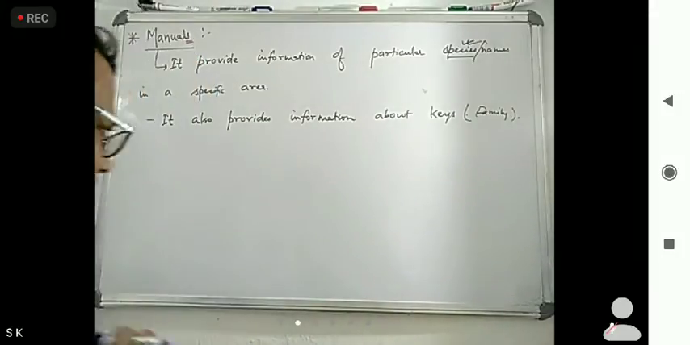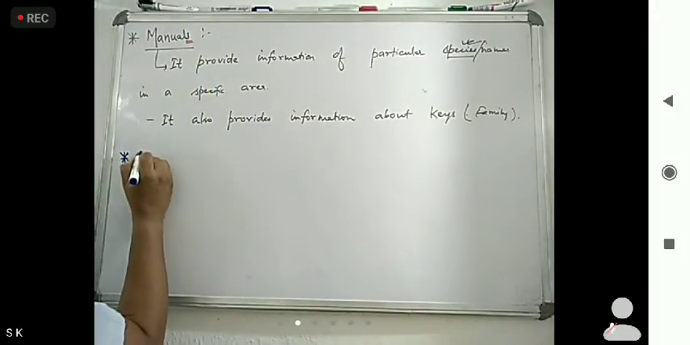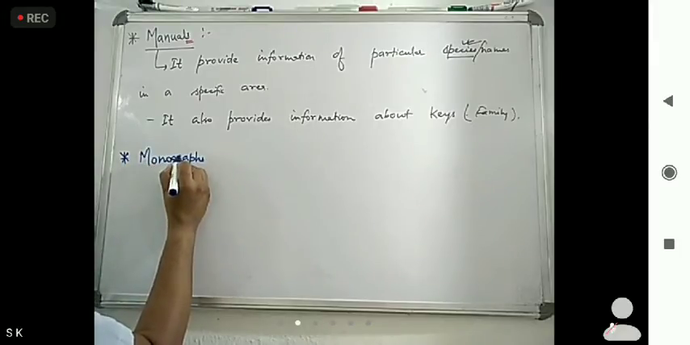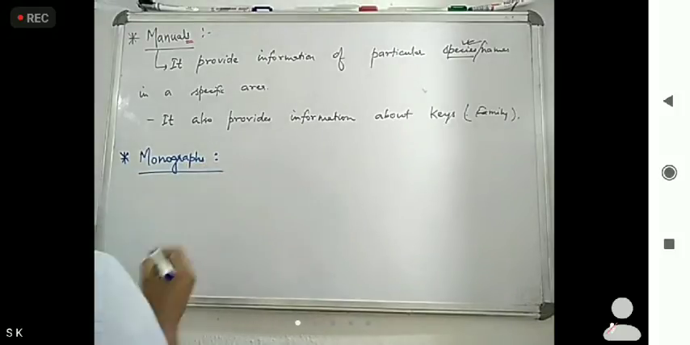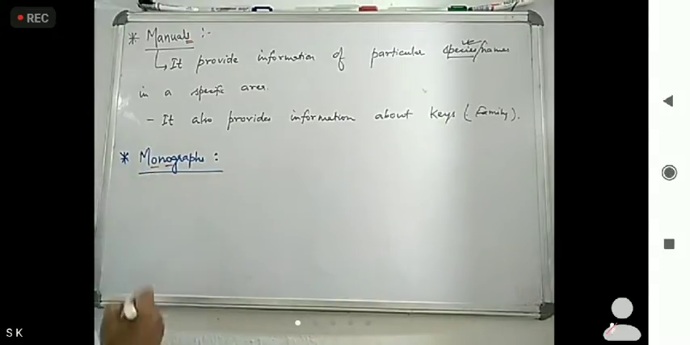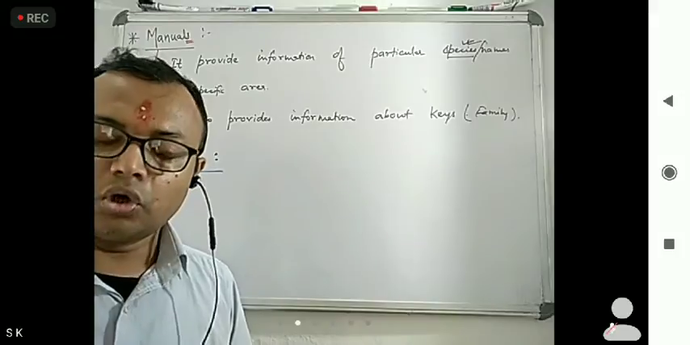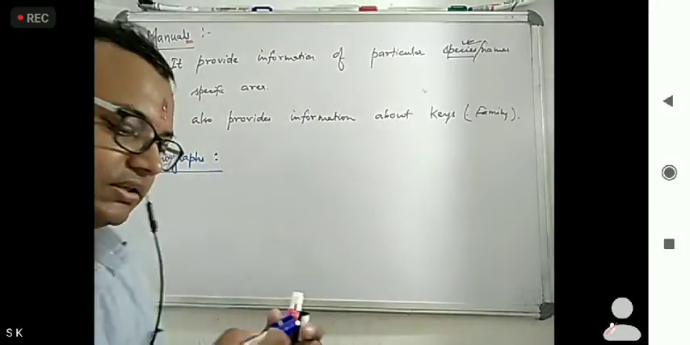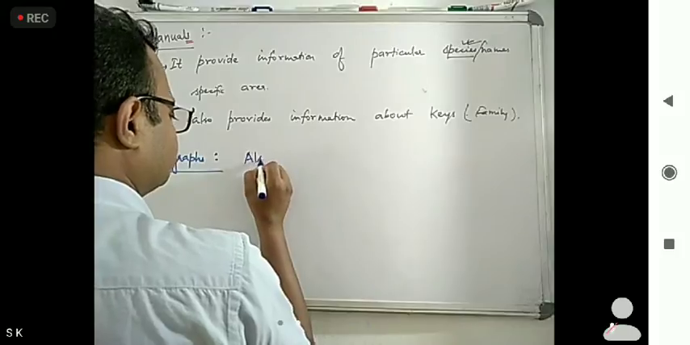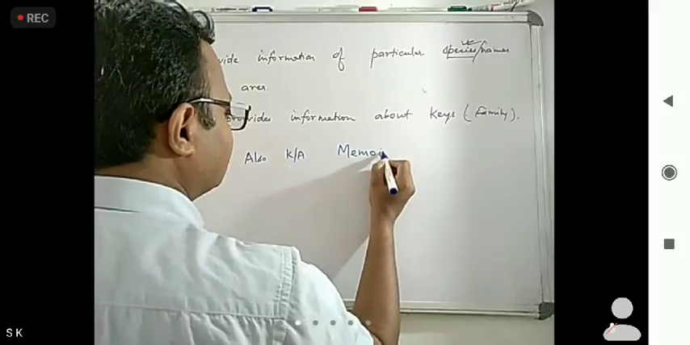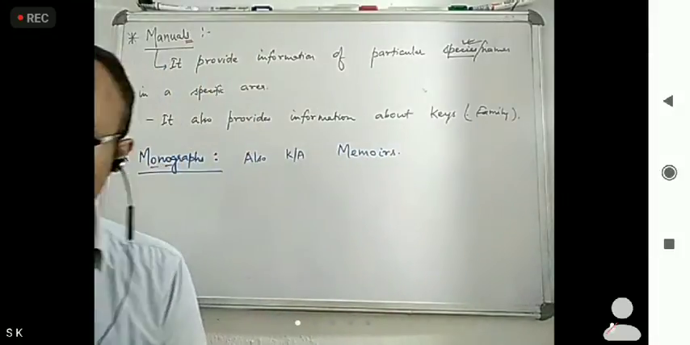Next is monographs. Next taxonomic aid is monographs. Now here you have to remember with the two letters. Here two O's are coming, so the information it provides is for only one taxon. So monograph is also known as memoirs. Okay, it is also known as memoirs.